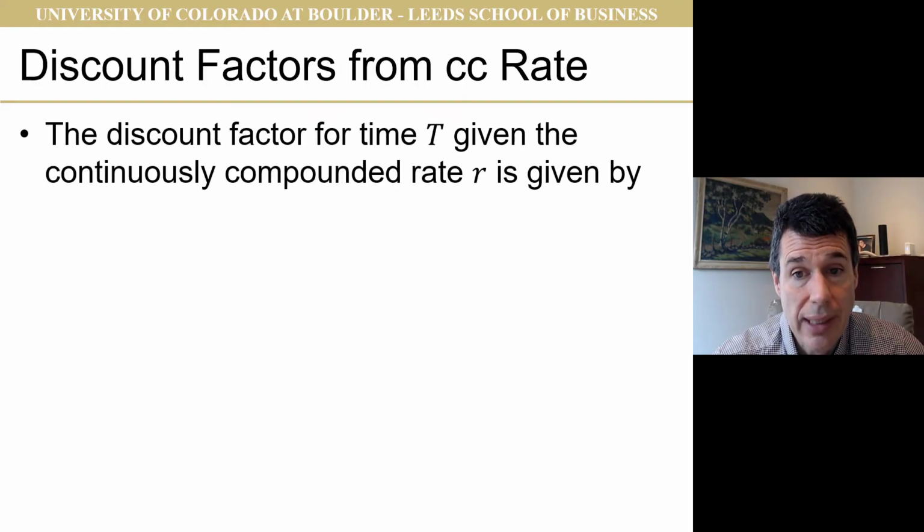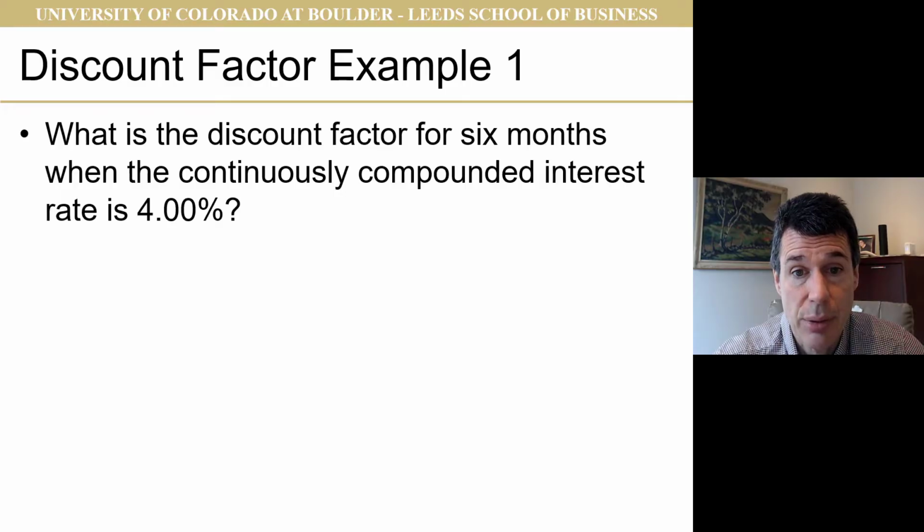So we can calculate a discount factor from a continuously compounded rate. Remember, the discount factor is the present value of a dollar. So the discount factor for time t given by the continuously compounded rate R is discount factor equals e to the minus RT. Pretty straightforward formula. Okay, let's do an example. What is the discount factor for 6 months when the continuously compounded interest rate is 4%?